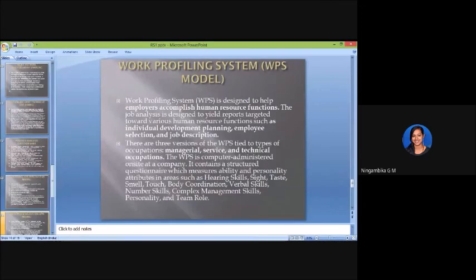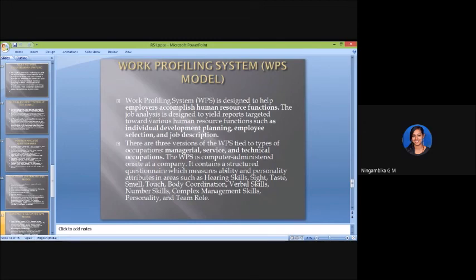And the next one is the work profiling system, also called the WPS model. It is designed to help employees accomplish human resource functions. Again, as the title says, it is related to the work. The job analysis is designed to yield reports targeted towards various human resource needs. What is an individual doing in terms of development, planning, employee selection, job description. What are the HR department performing, if it is related to the HR department. So there are three versions of the WPS tied to types of occupation, that is managerial, service, and technical occupation. Keeping these three as a base, they try to update the things in terms of job.